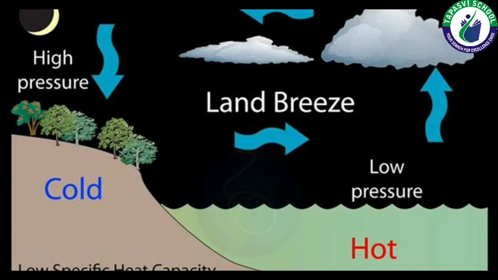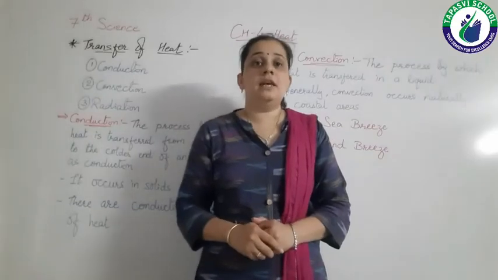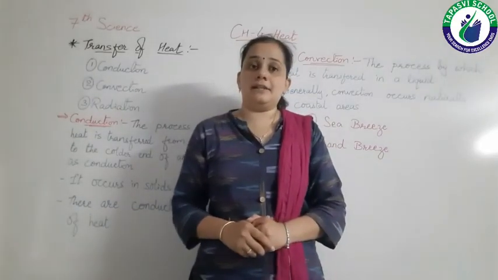During the night, exactly the reverse will happen. The water cools down more slowly than the land. So the cool air from the land moves towards the sea. As the air over the sea is hotter, it goes up, and in its place the cool air rushes from the land, and this is known as land breeze. So this is what happens naturally in the coastal areas, right?